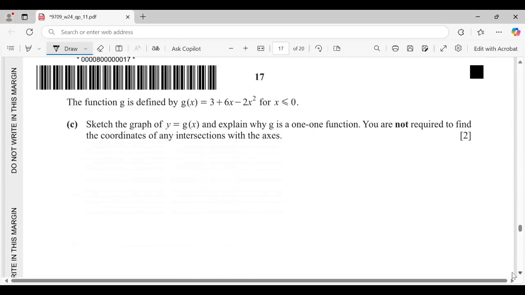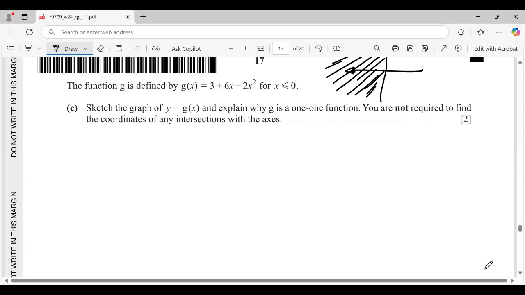Let's continue. The function g is defined by g(x) equals 3 plus 6x minus 2x squared for x less than or equal to 0. Less than or equal to 0 means, if this is the Cartesian diagram, only on this part, the area of x less than or equal to 0. Sketch the graph of y equals g(x) and explain why g is one-to-one. You are not required to find the coordinates of any intersections with the x-axis.